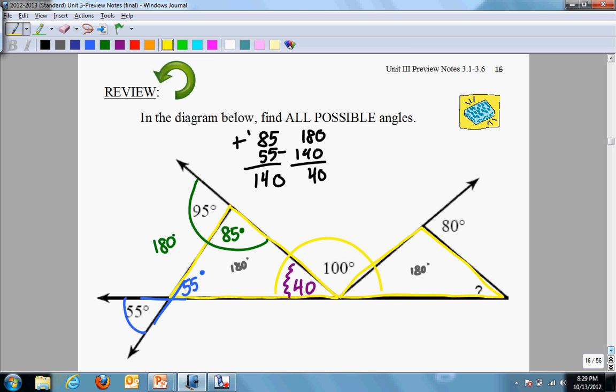Once again, we have 180 going this way, and we have 100 plus 40 is 140. Take it away from 180, that gives here 40. Going this way, that's 180. So that means this right here is 100, and 100 plus 40, take away from 180 is 40 again. Take a look, and we've maxed out all our angles.